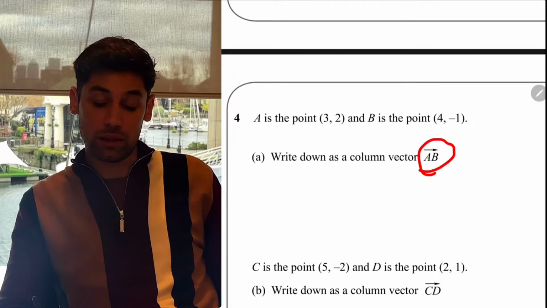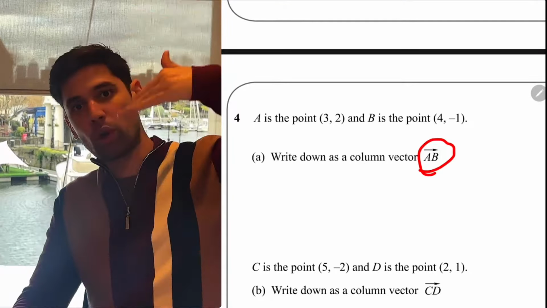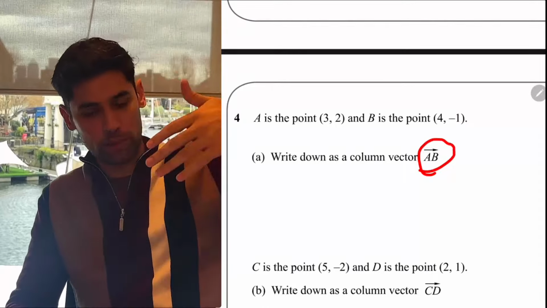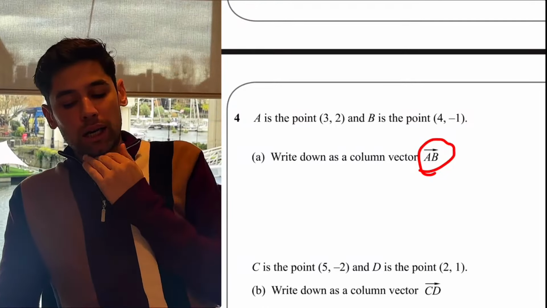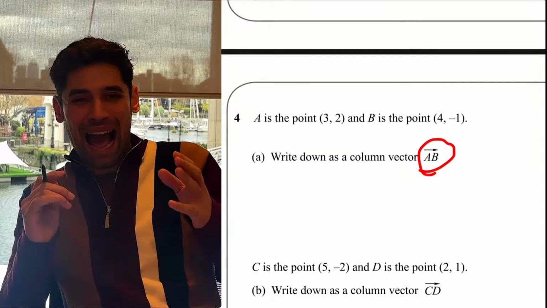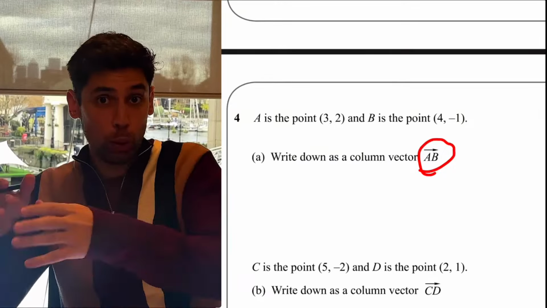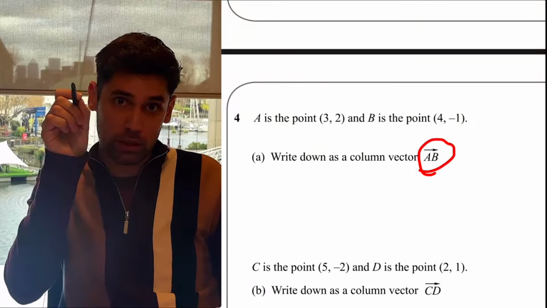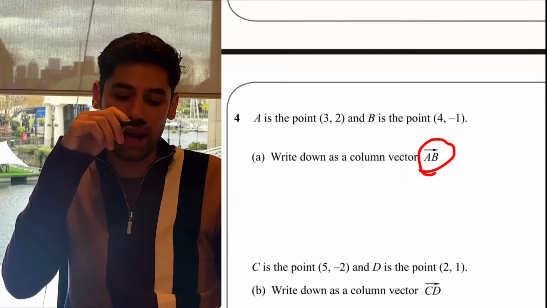What this means, the column vectors are what we've been doing, the number on top of the other one, where the top one is the x direction, the bottom is the y direction. Write as column vector A to B. This means how do we get from point A to point B? That's what that arrow on the top means. AB is how do you get from A to B.